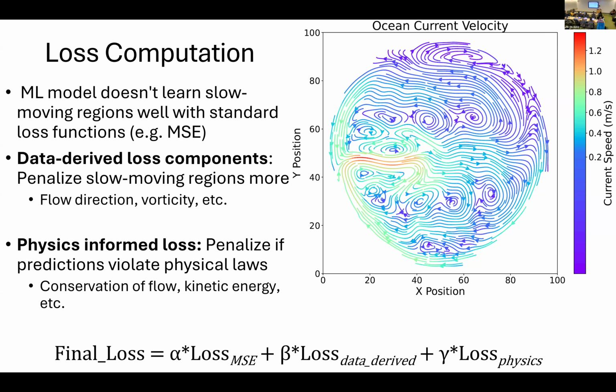And the final loss function looks something like this on the bottom. So we have the original mean squared error loss, we have the data-derived portions that I add, and the physics-informed parts. And all of these have to be balanced. So if you weight one component too much or too little, that can result in degraded performance. So choosing these hyperparameters, alpha, beta, and gamma, are also critical to model performance.